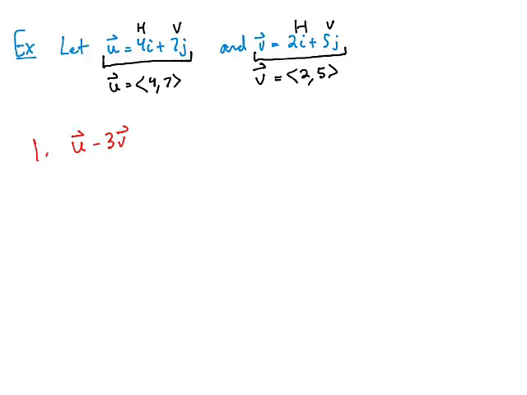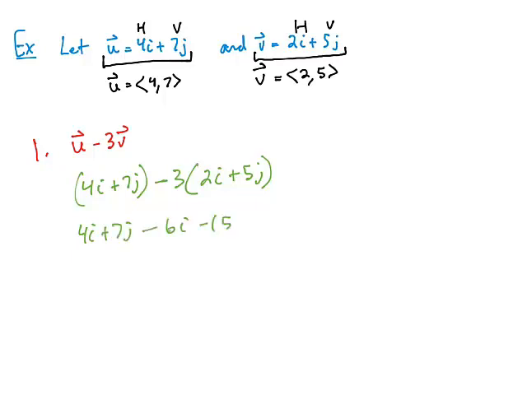So vector u, we're going to say 4i plus 7j minus 3 times vector v. This seems even more algebraic. 4i plus 7j minus 6i minus 15j, and then just combine like terms. So we get negative 2i minus 8j. That's that vector, so u minus 3v.